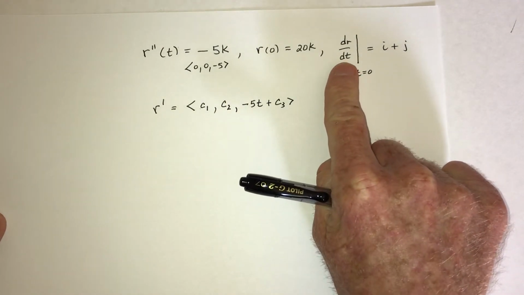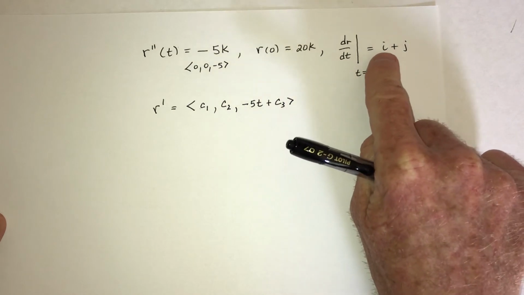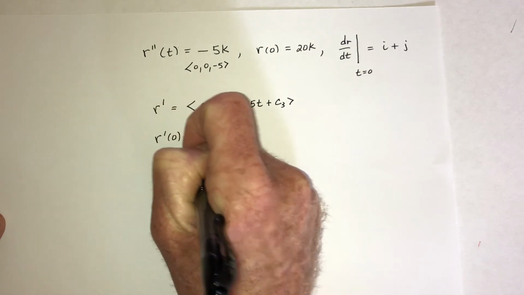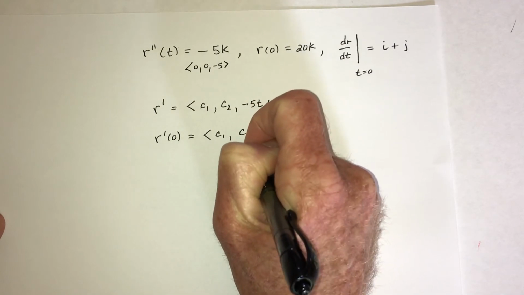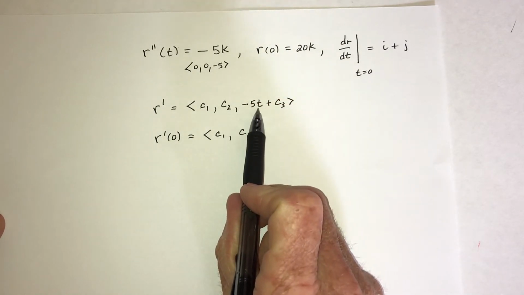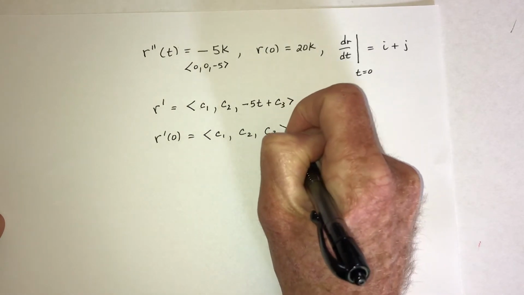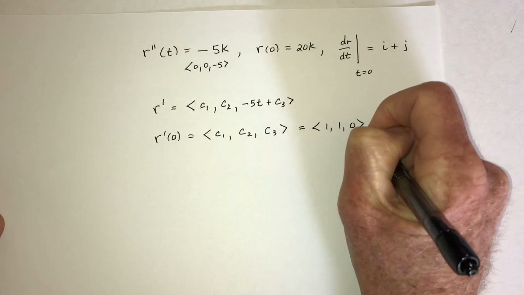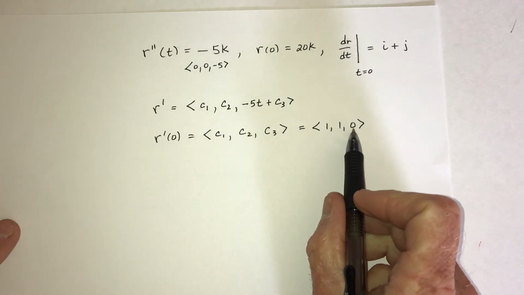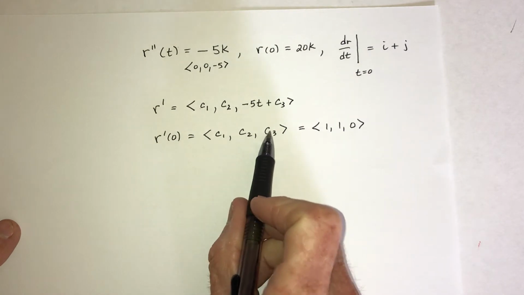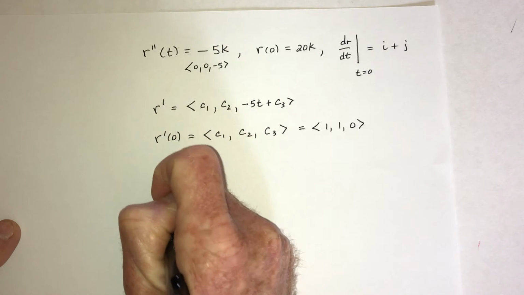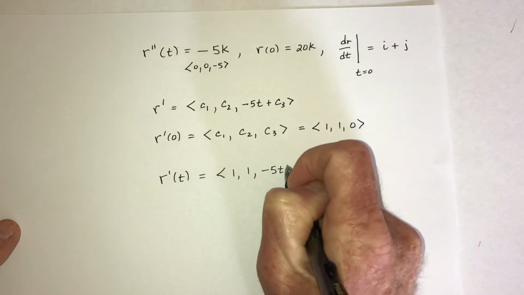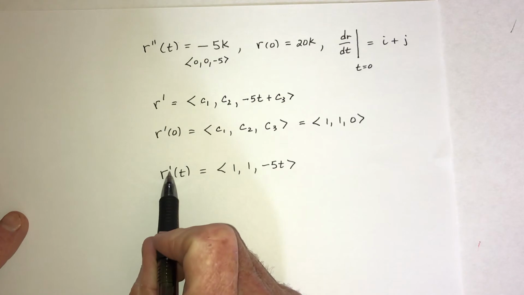Now this part is saying if you have the derivative and you plug in a 0, you're going to get 1, 1, 0. So if I plug in 0 for t, C1 will just sit there, C2 will sit there patiently, and then plug in a 0 right here so that part's gone, and then it leaves C3. And this part is saying that I should have gotten 1, 1, 0. 1 for i, 1 for j, 0 for k. So that means this is a 1, 1, 0. So r prime is equal to 1, 1, and then negative 5t plus 0. Okay, now we have the first derivative.